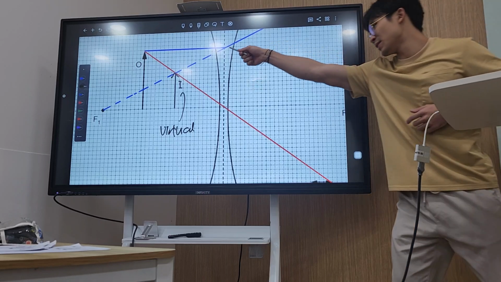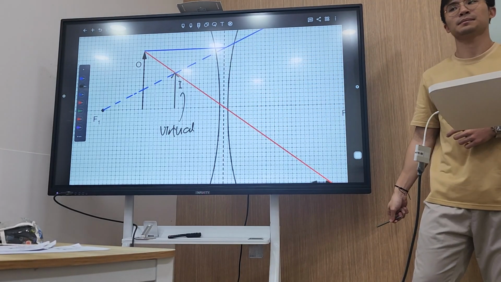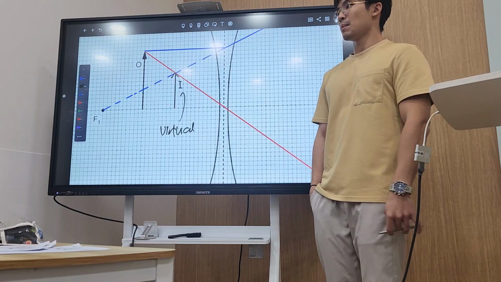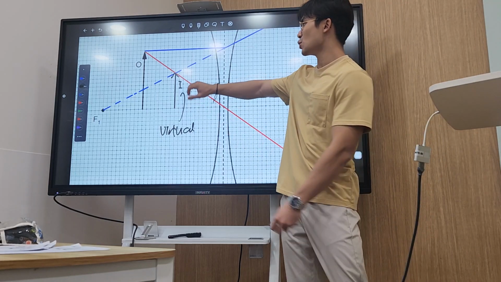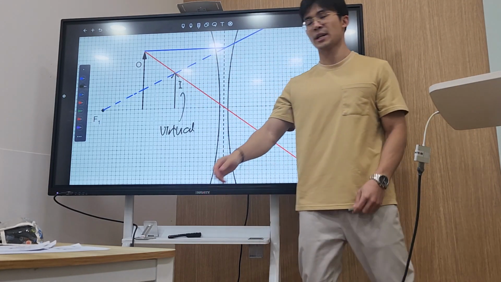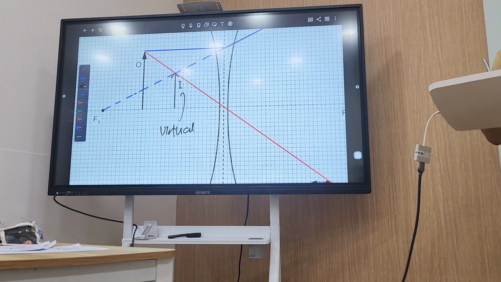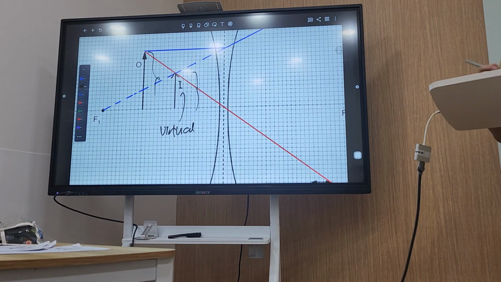And that's it, because this red one definitely exists, straight off your center. Magnification is height of image over height of object: 0.6. So no matter what, whether you measure this one versus this one, you take the ratio, you'll get 0.6.